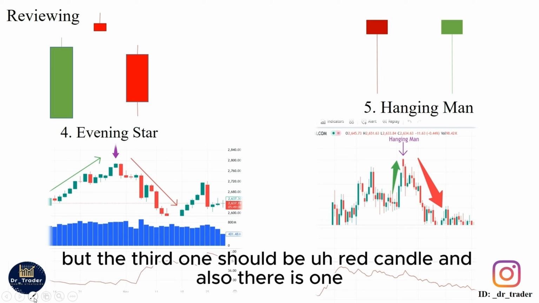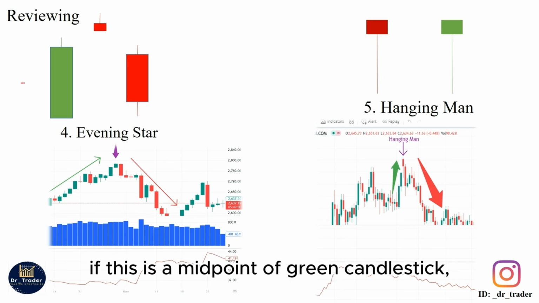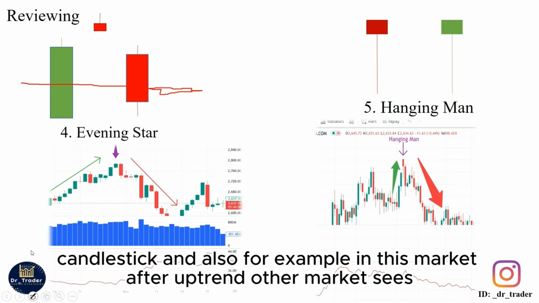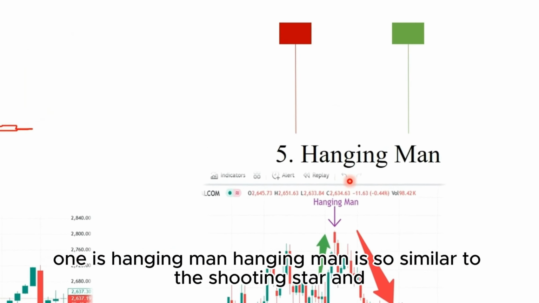And also there is one condition: the lowest point of the red candlestick should be lower than the midpoint of the green candlestick. And for example, in this market, after an uptrend, the market sees the evening star candlestick pattern and the price decreased sharply.